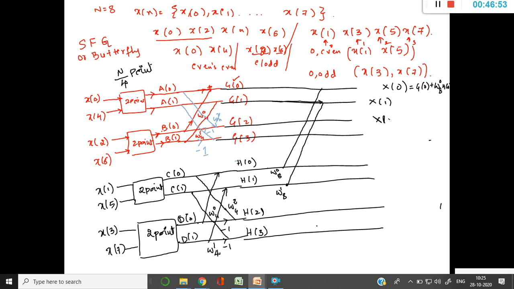X of 2, how do you calculate? H of 2 into W8 to the power of 2 plus G of 2. And similarly, W8 to the power of 3 into H of 3 plus G of 3 will give me X of 3. Now X of 0, X of 1, X of 2, X of 3 are calculated. So now here it is with respect to the N by 2 point DFT, that is the 4 point DFT.